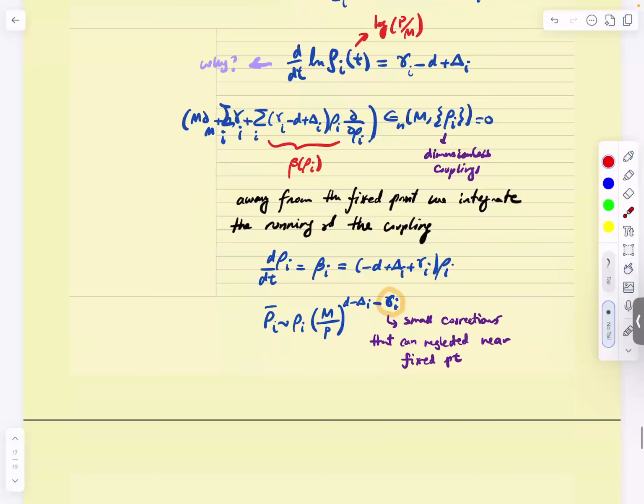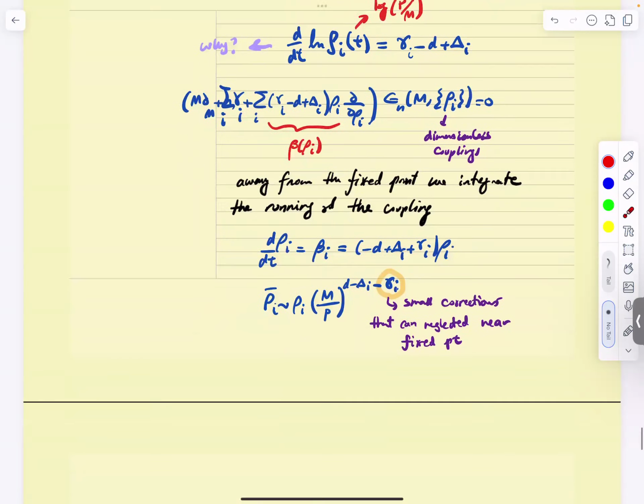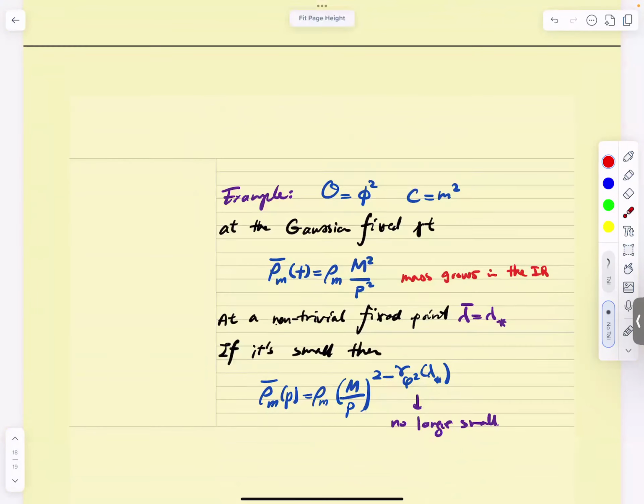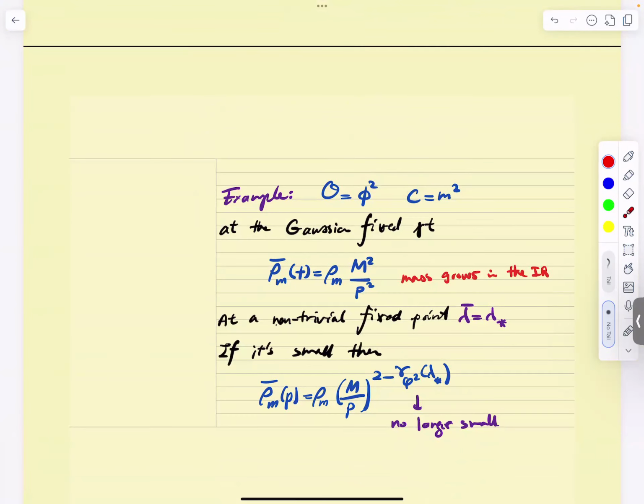Anyway, I got confused. But anyway, this is the structure. This is when you integrate it. This is the coupling, where the coupling comes out. The point is that if the dimensionality of it is positive, like mass squared, it grows. All right. An example. Phi squared, mass squared, right? This is how rho of m bar is rho of m, m squared over p squared. So this is what it looks like.